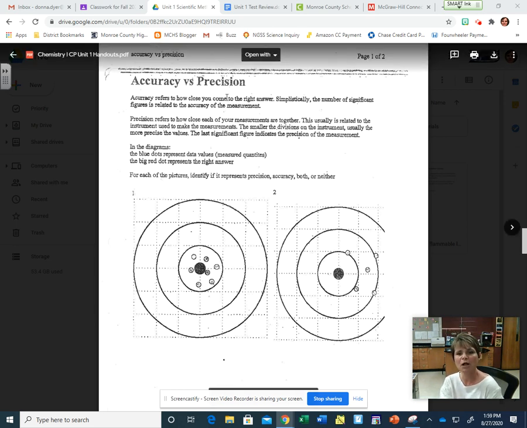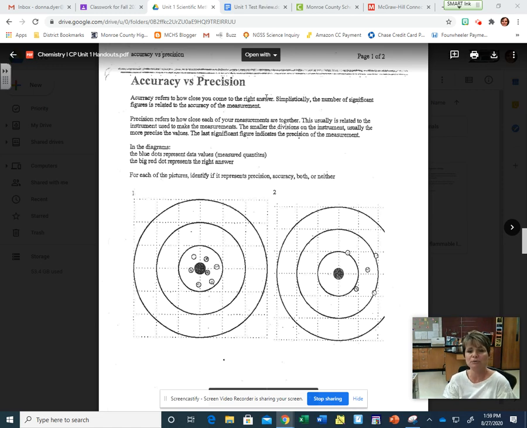Accuracy refers to how close you come to the right answer. Again, we're looking at these two words in terms of measurements, like when we're doing an experiment. Accuracy refers to how close you are to correct. So we're comparing the measurement that you got to the actual correct measurement. How do I know what's correct? How do I know what the right answer is? Well, when it comes to our measurements, we would have to know what the right answer is either by our teacher telling us or by us looking it up in a book or a chart.